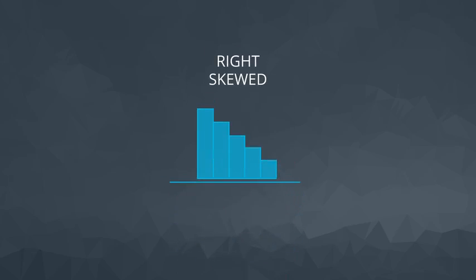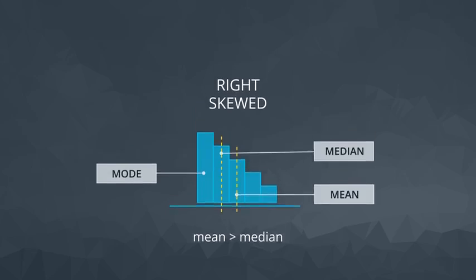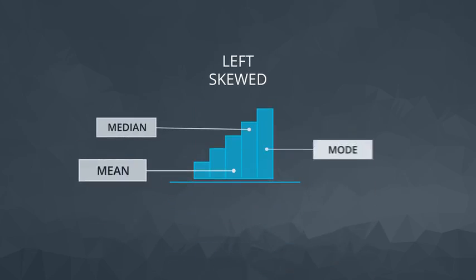When we have skewed distributions, it's the case that the mean is pulled by the tail of the distribution, while the median stays closer to the mode. For example, in this right skewed distribution, the mean would be pulled higher, resulting in a mean that's greater than our median. Alternatively, in a left skewed distribution, our mean is pulled down here, resulting in a mean that's less than our median.